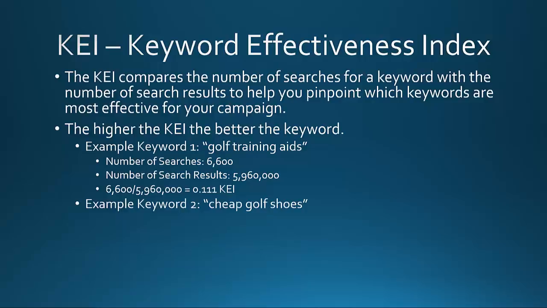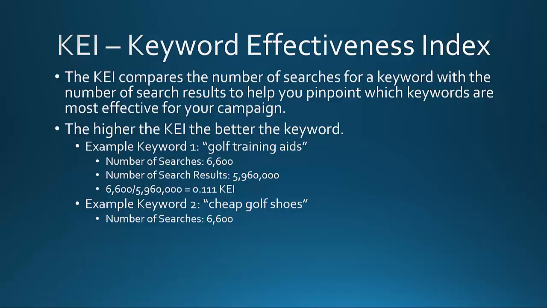0.111. Example keyword 2 in the same golf space. Whether you're selling golf training aids or cheap golf shoes, this would give you an idea as to how to target people. If you're running a golf course and you find that cheap golf shoes is a great phrase, you could use that to draw people in and do an article about cheap golf shoes, maybe why they should avoid them, or maybe you have a cost-effective solution for golf shoes for them. It would be a way to get them interested.